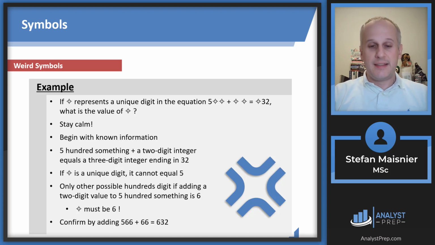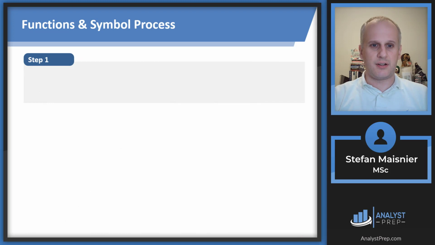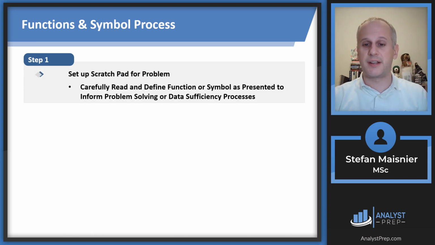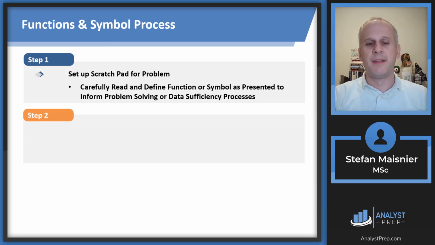So this is just an extrapolation of all the concepts, but let's talk briefly to conclude on the slides about our weird symbols and functions process. Step 1 is to set up the scratchpad for the problem. You want to carefully read and define the function or symbol as presented to inform either your problem solving or data sufficiency process. You'll basically follow everything we've done with problem solving and data sufficiency through the weird symbol and function process as well.